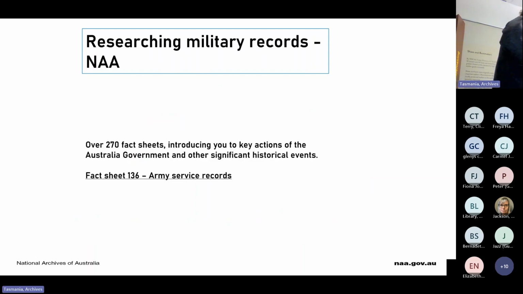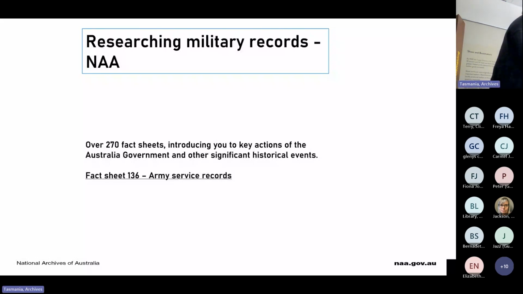And here is a fact sheet that we have on our website, which is 136, which relates to Army service records. We have printed out a bunch of them, which are on the table at the back if anyone feels like grabbing one afterwards, because it does explain the many series that we have relating to military records. It is a good starting point for someone who is unfamiliar and just wanting to begin. We do have another couple as well if anyone's interested.